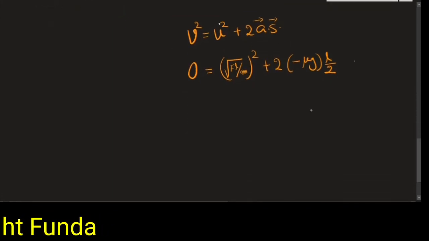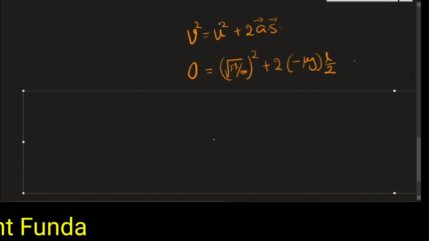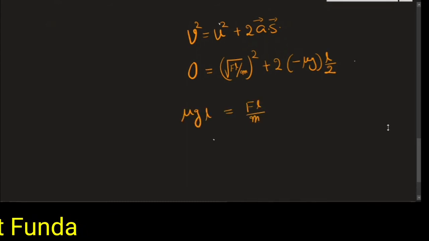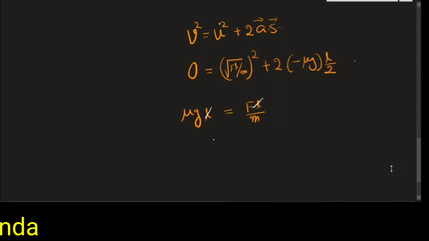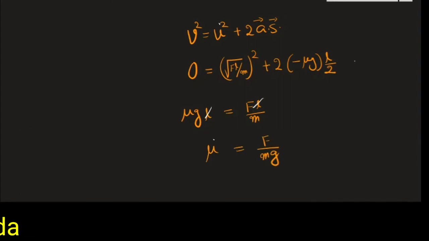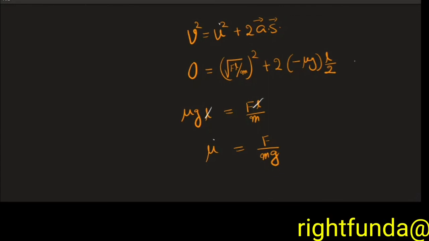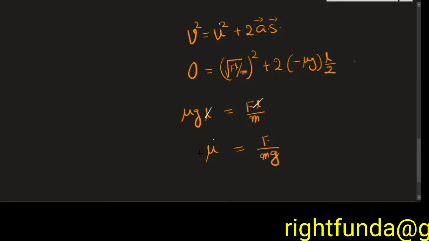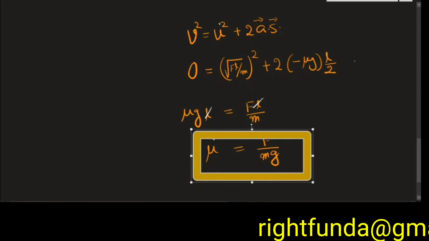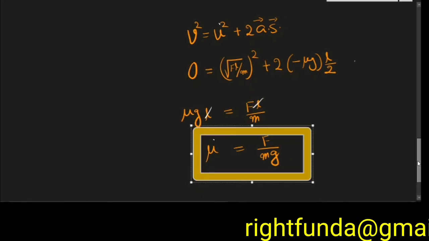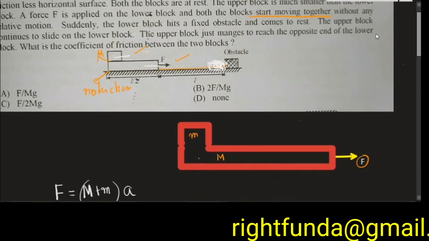And from this, we can simplify these equations, and easily we get that mu g L is equal to F L by m. So this cancels, and from this the mu value can be calculated, and mu comes out to be equal to F by mg. So we got the answer, F by mg. Now we have calculated what the question asked. The question is asking what the coefficient of friction is.